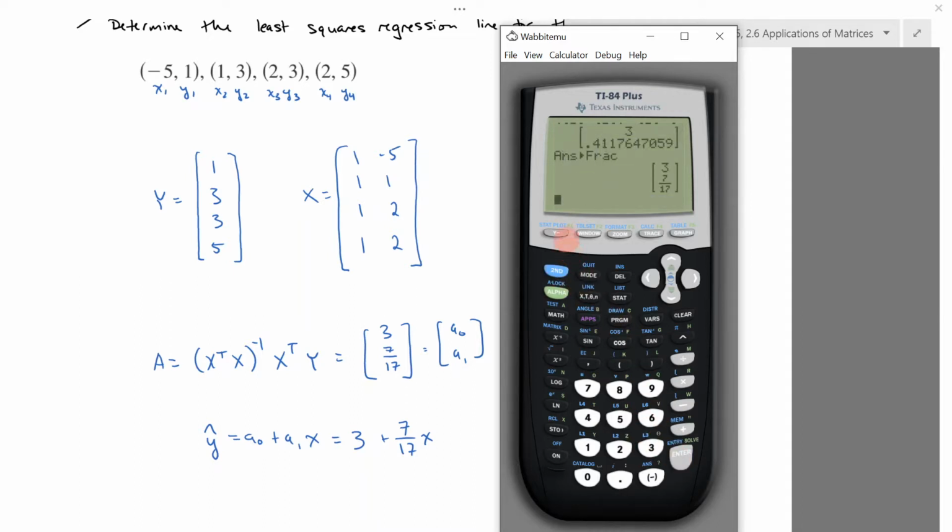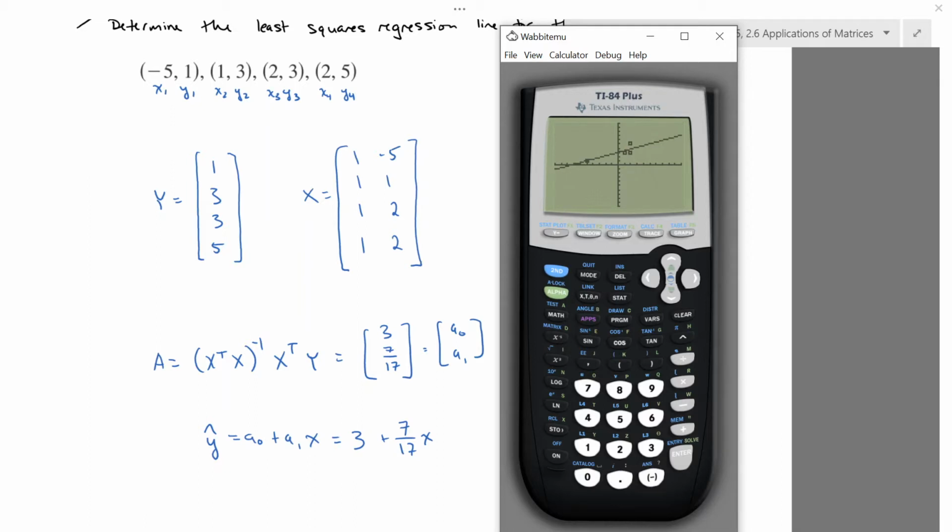Okay, so I don't have a line yet. Let's plot the points. So I go to stat plot, right? So second, and then y equals for stat plot. Let's turn the first one on, and I want the scatter plot, right? So x values were in L1, y values were in L2. So I can graph the points. You can see my 4 points like this, and then I can now enter in my line. So 3 plus 7 over 17x is my line.